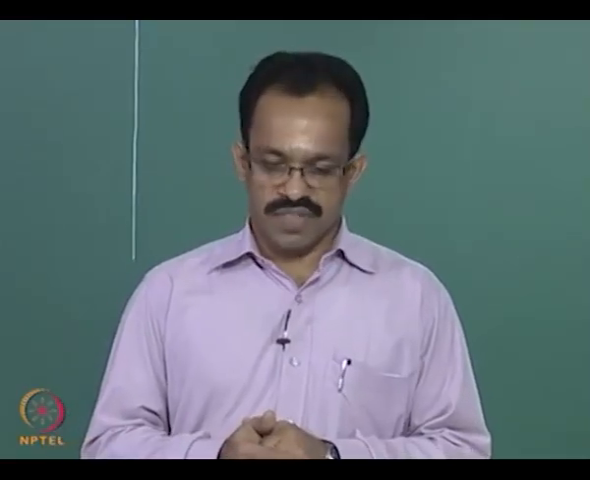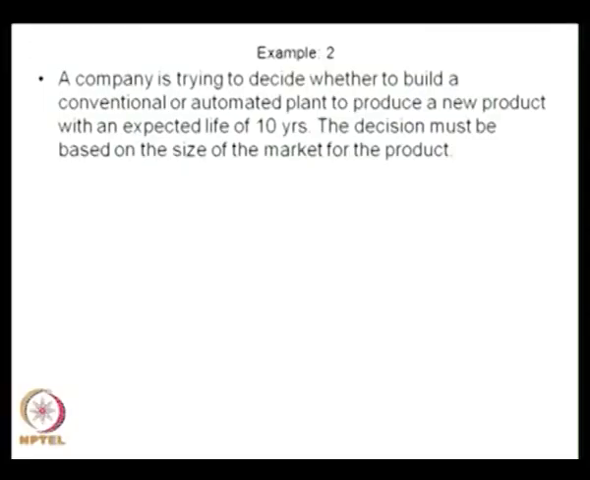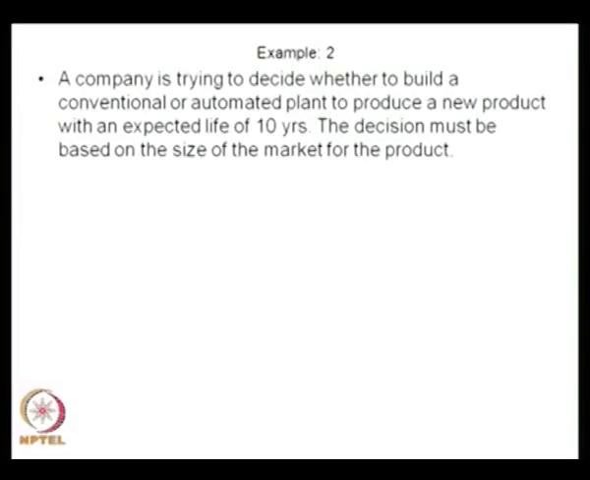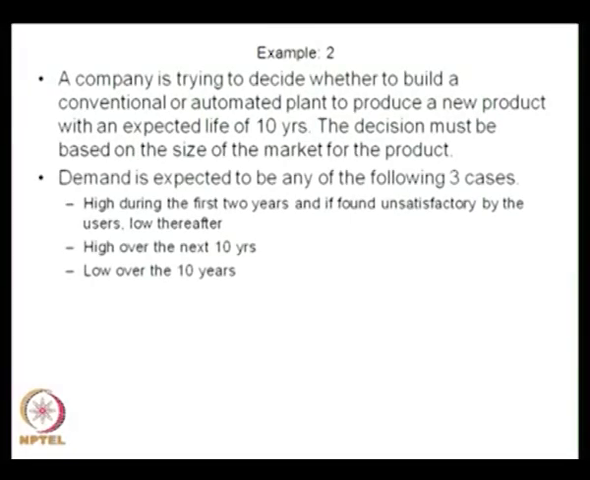So the problem statement is given here. The company is trying to decide whether to build a conventional or automated plant to produce a new product with an expected life of 10 years. The decision must be based on the size of the market for the product. Simply look at the market and then decide whether to go for an automated plant or a conventional plant. And they have some approximations or estimations about the sales.